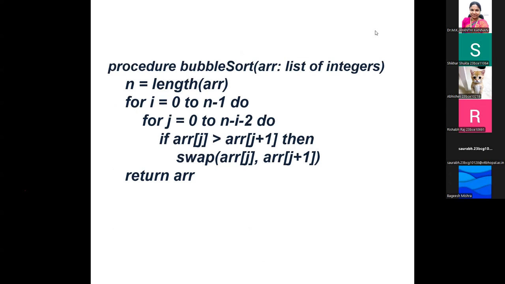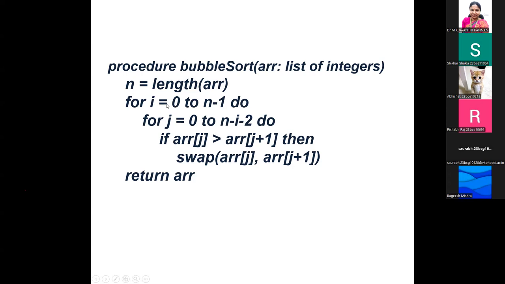So how can we represent the logic using pseudocode? The function or procedure is bubble sort. The function name is mentioned: procedure bubble sort. The function takes an array, a list of integers. n is the length of the array. For i equal to 0 to n minus 1, do. For j equal to 0 to n minus i minus 2.